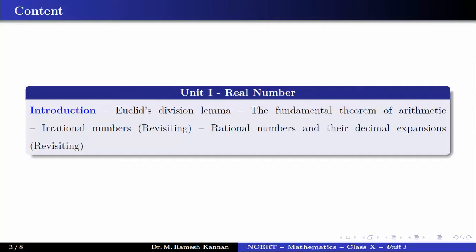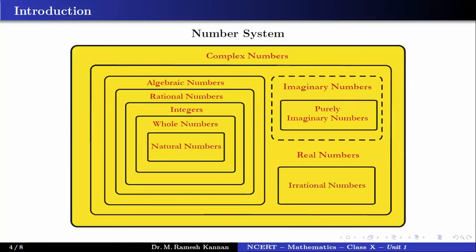So before we dive into the real numbers, let's take a look at the number system. This is a comprehensive Venn diagram of the number system, encompassing all types of numbers, ranging from complex numbers, algebraic numbers, integers, natural numbers, real numbers, irrational numbers, and so on. In a couple of minutes, we'll be discussing the classification of these numbers.